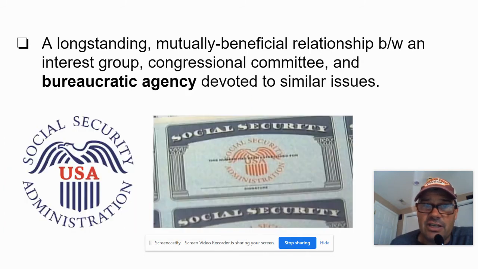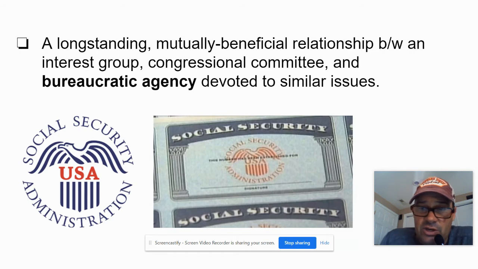And then lastly, you have a bureaucratic agency that's also devoted to a similar issue. So probably some regulations that are passed that would affect people who are aging and over the age of 50 would be the Social Security Administration, maybe the Medicare agency. So what you have is this relationship between the interest group, a committee in Congress, and the bureaucratic agency.